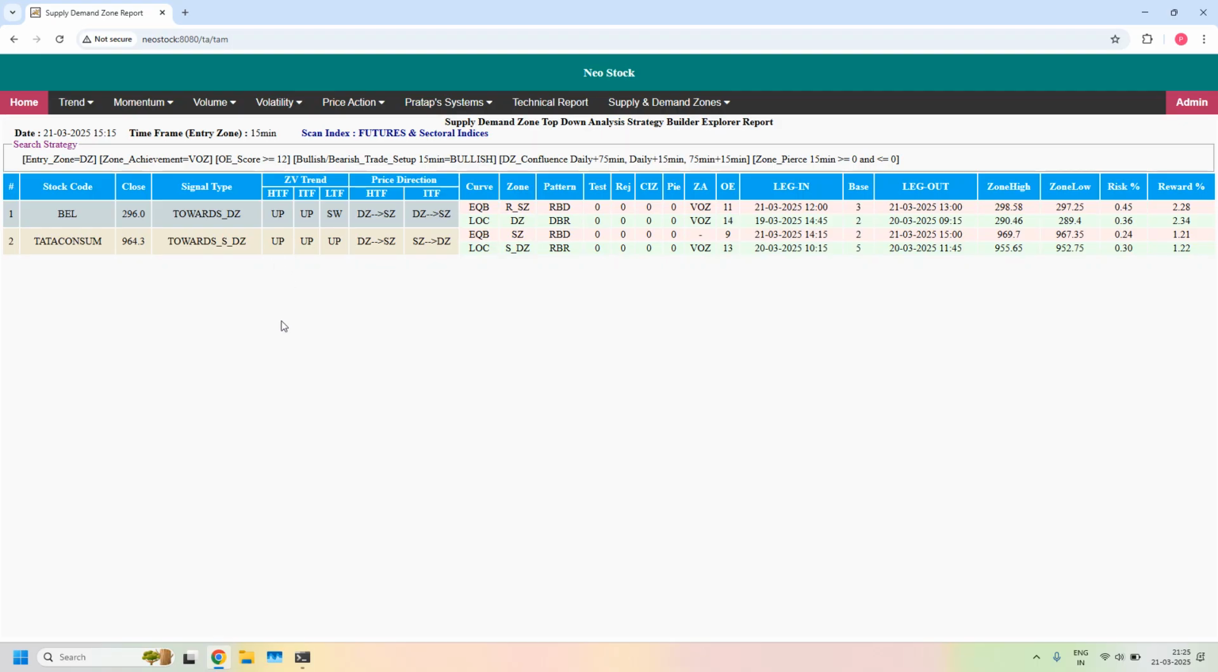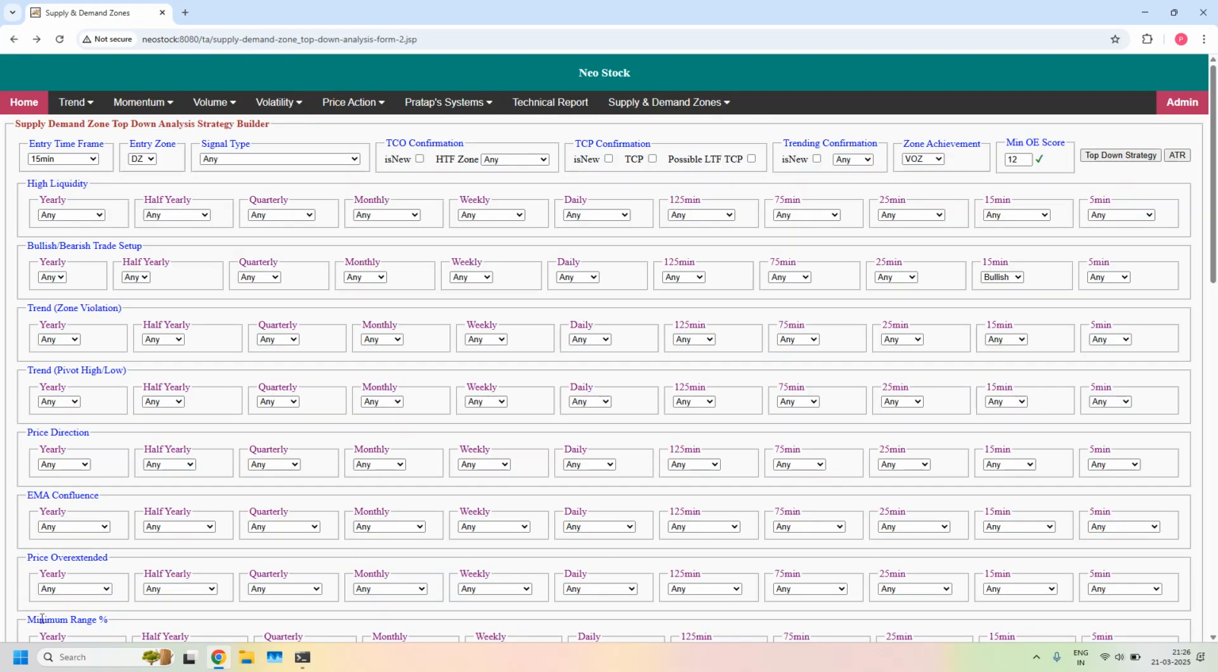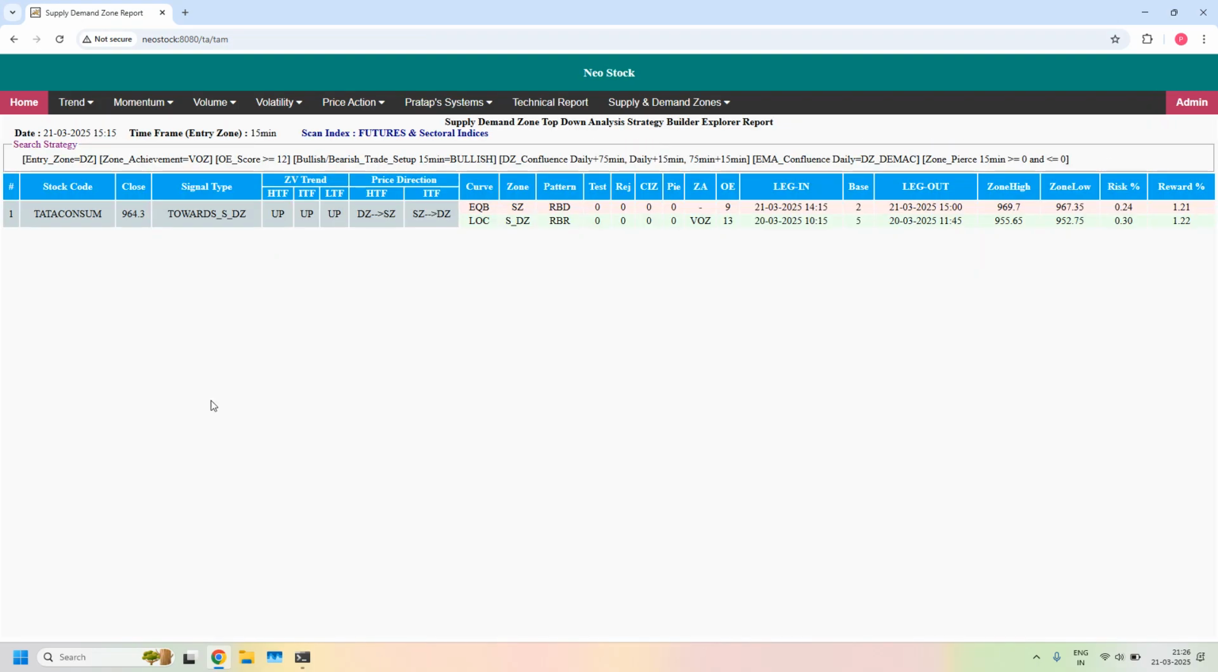If any of these daily demand zones are having daily EMA confluence, then these 15 minutes demand zones might be having even more high probability to get success. Let's verify. In the EMA confluence at a daily time frame, I am checking daily demand zone having daily EMA. Anyway, daily trend is up in both the stocks. So one stock is filtered. So this is having even more high probability to get success, this 15 minutes demand zone. So this is bullish trade setup for daily income trade.